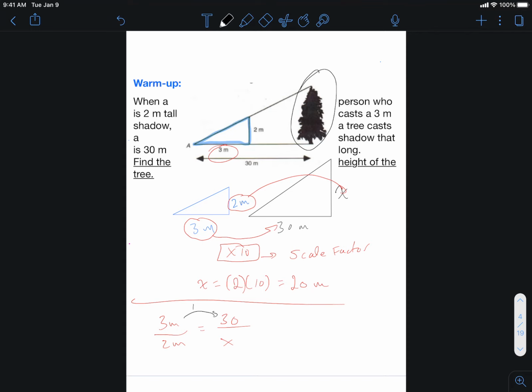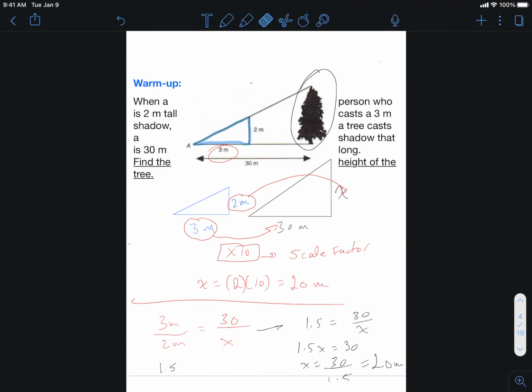You could also find what this number is, which would be 1.5. Then you could solve: 1.5 equals 30 over x. Multiply both sides by x, you get 1.5x equals 30. Then x is equal to 30 divided by 1.5, which equals 20. Any of these ways work.